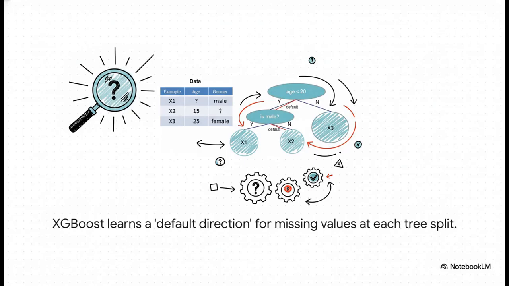So when the model gets to a decision point, like, is this person's age less than 20, but the age is missing, it doesn't just guess. Instead, during the training phase, it actually learns a default direction for missing values at every single split. It tries sending them left, it tries sending them right, and it figures out which path consistently leads to a more accurate model. This makes it incredibly tough and reliable for messy, real-world data.